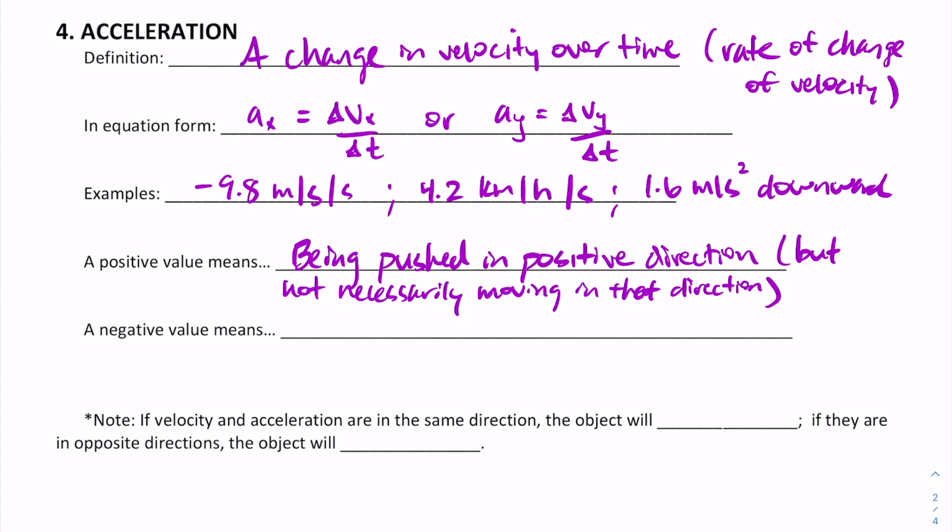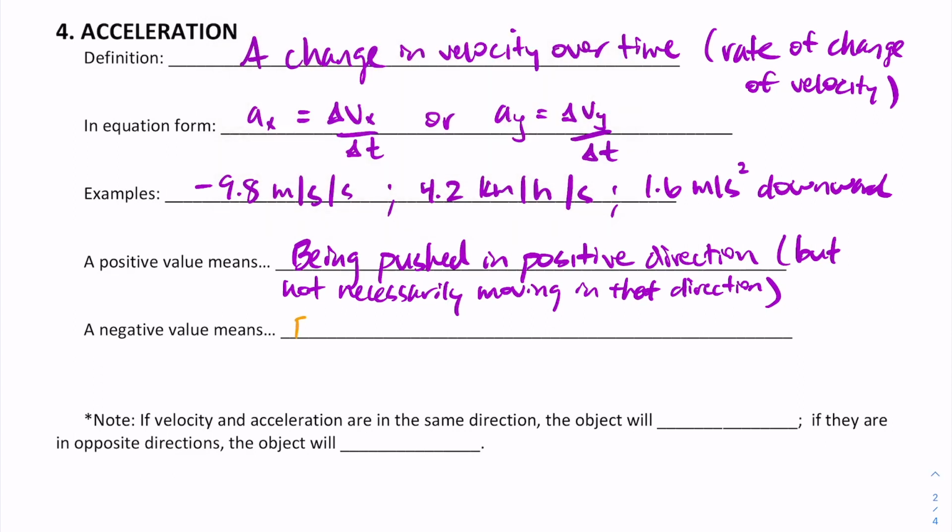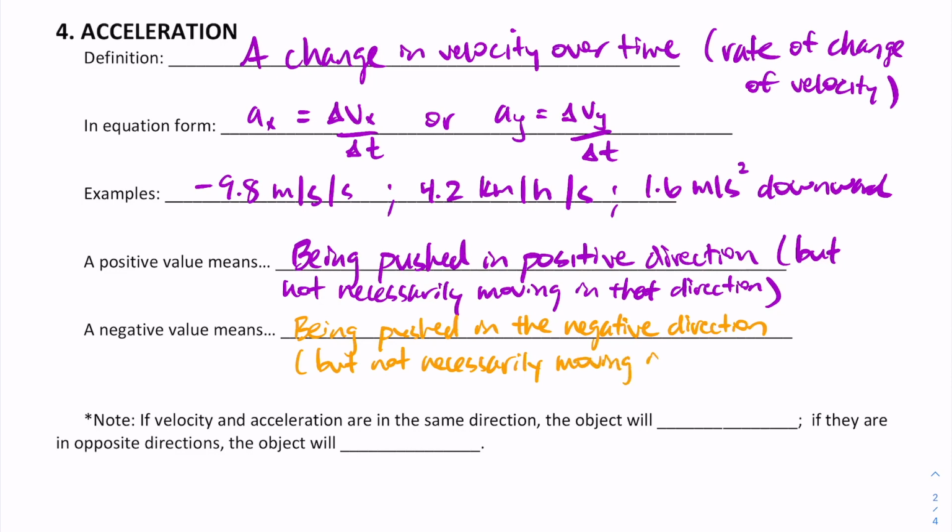A negative value means that the object is being pushed in the negative direction. And I'm just going to change my ink because it's getting a little crowded here. But not necessarily moving in that direction. What do I mean by that?